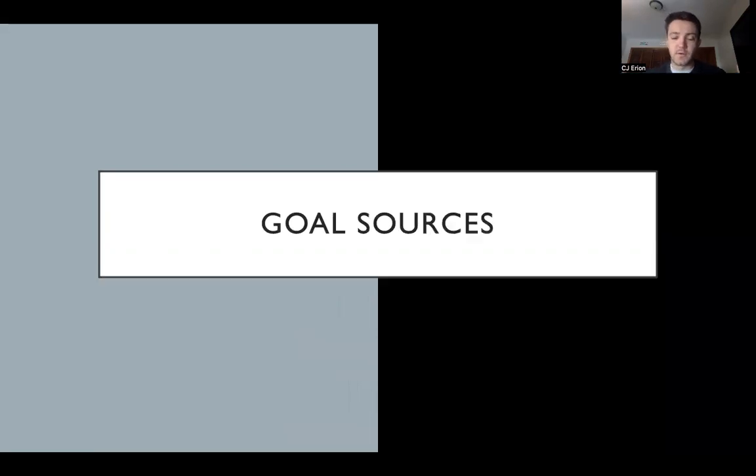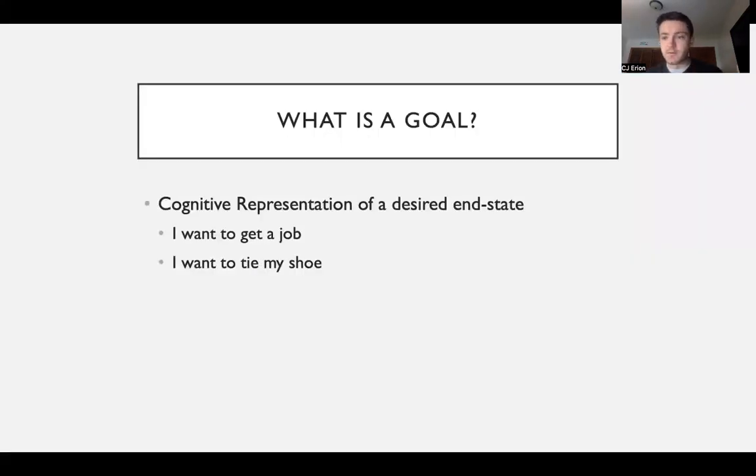So first, some goal sources. Just to reiterate what I briefly brought up before, goals are cognitive representations of desired end states. This is a very broad thing, right? There's a very wide variety in goals. Anything from I want to get a job, which is more of a long-term goal, versus I want to tie my shoe right now. It's more of a short-term goal.